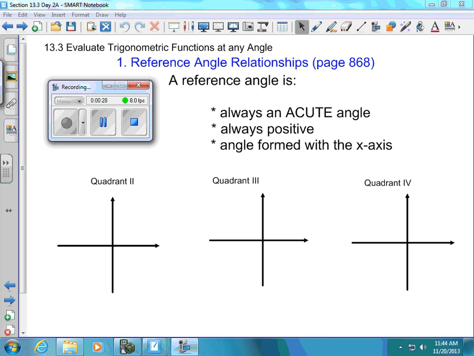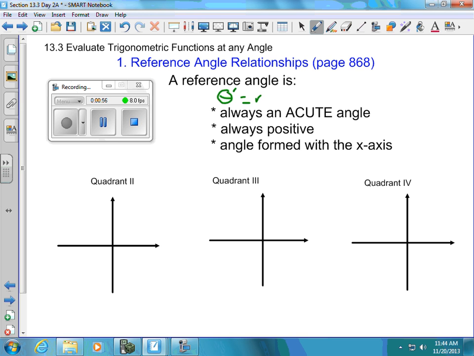Okay, reference angle relationships. This starts on page 868 in your book. A reference angle is three things: always an acute angle, it's always positive, and always an angle formed with the x-axis. Remember, an acute angle is an angle that's less than 90 degrees and greater than 0. You're going to see notation for it, possibly in your book. It's theta prime. That means reference. So when you see that, they're talking about a reference angle.